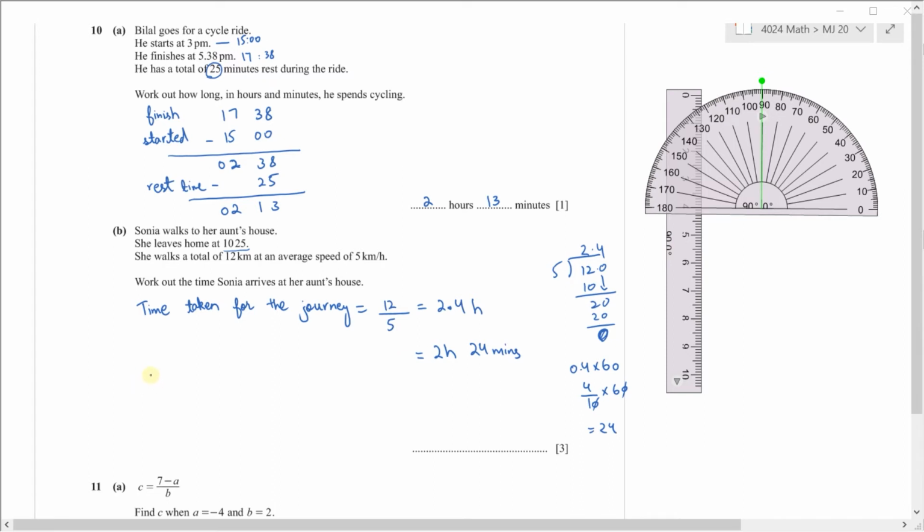So departure was at 10:25 plus the time taken is 2 hours and 24 minutes, and then if you add them you get the arrival time. So 5 plus 4 is 9, 2 plus 2 is 4, 10 plus 2 is 12. So the arrival time is 12:49.